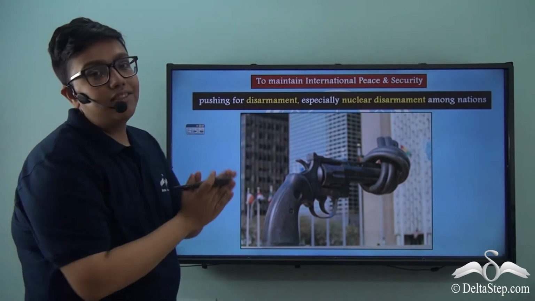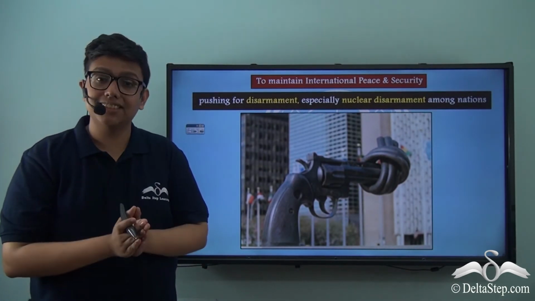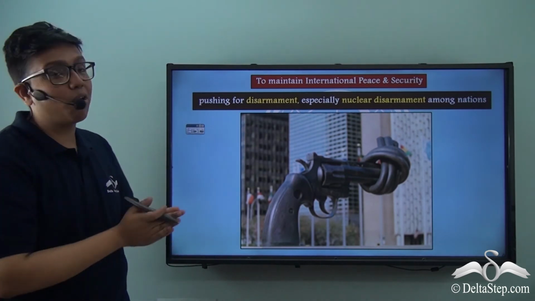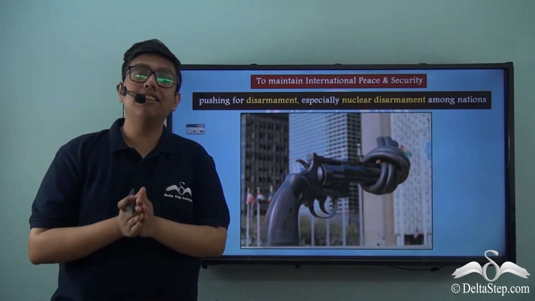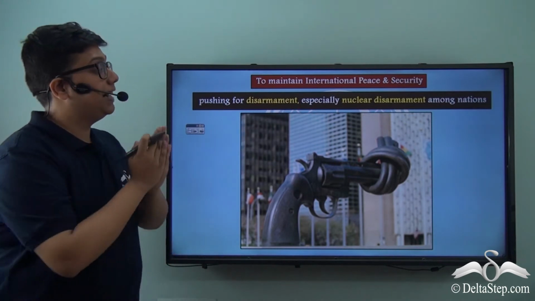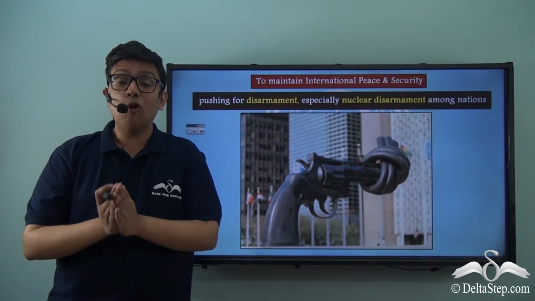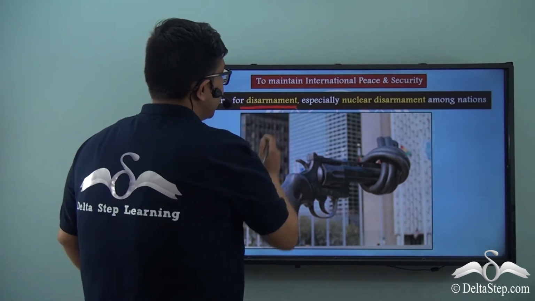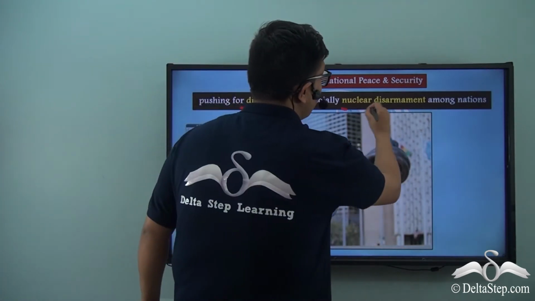But in the world we live in, where dangerous armaments like nuclear weapons exist, can there truly be the maintenance of peace and security in the world? How does the UN pursue its objective in the world we live in? Well, the United Nations aims to achieve the maintenance of international peace and security by insisting and urging for disarmament, especially disarmament of nuclear weapons among nations.